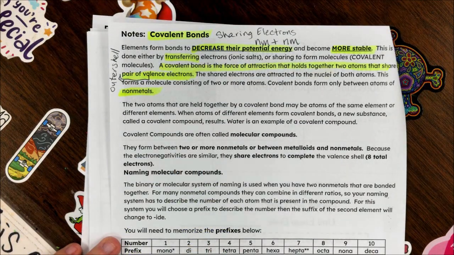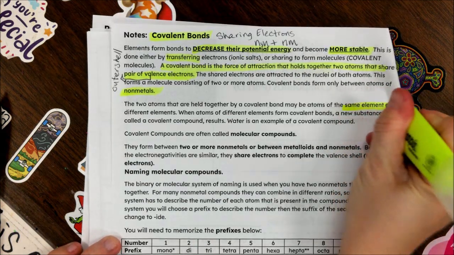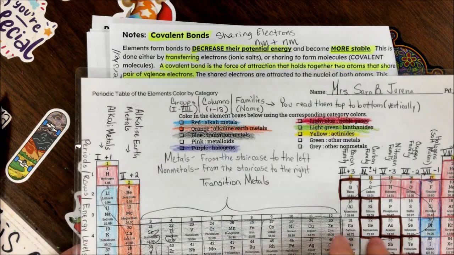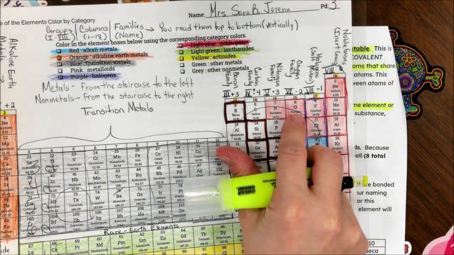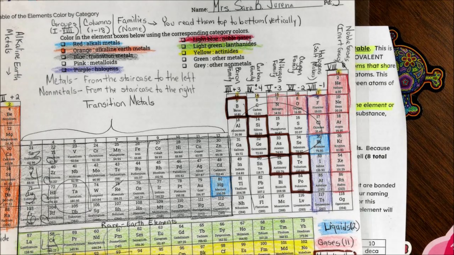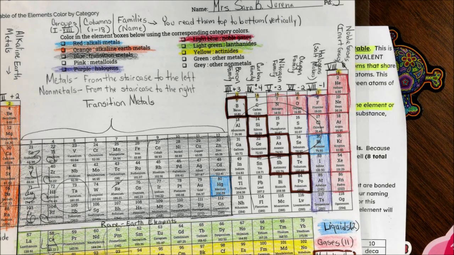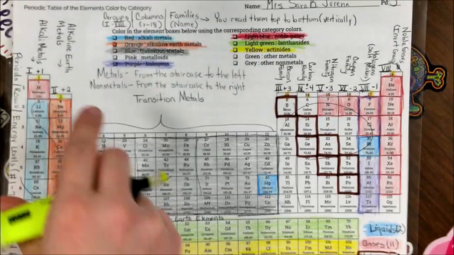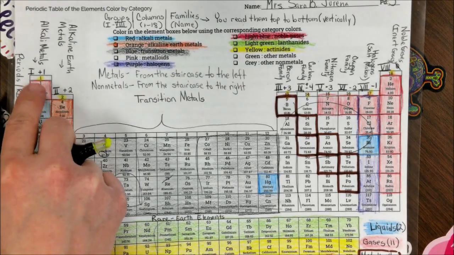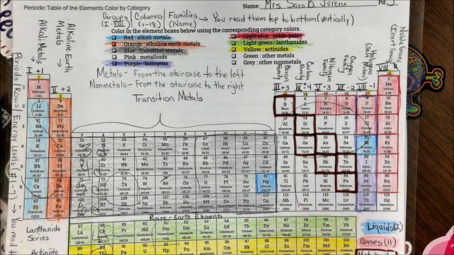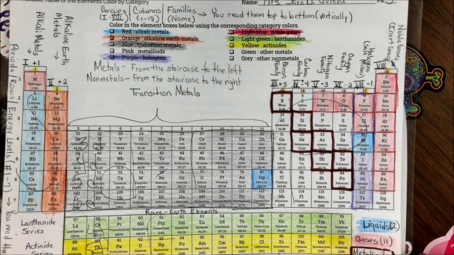The two atoms that are held together by a covalent bond may be atoms of the same element or different elements. So for example, we could have two atoms of oxygen making O2, or we could have something bonding with chlorine, something bonding with phosphorus, something bonding with carbon. Remember that hydrogen over here is a nonmetal, so we'll often see hydrogen bonding with chlorine. As long as it's two nonmetals, that makes a covalent bond.